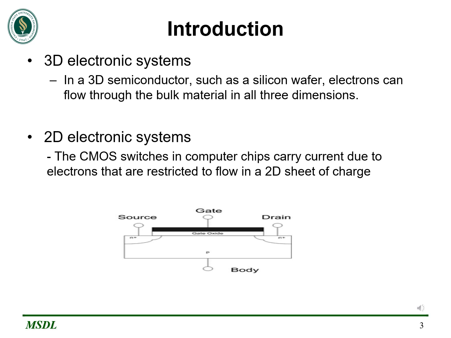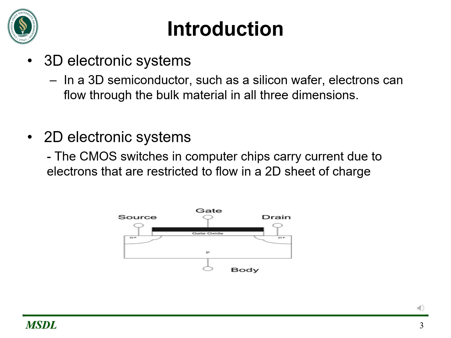We are already heavily dependent on 3D electronic systems. However, researchers have been exploring the possibilities of 2D electronic systems for their unique properties and improved performance. In a 3D semiconductor, such as a silicon wafer, electrons can flow through the bulk material in all three directions. In contrast, in 2D electronic systems, the current is confined to flow in a very thin 2D sheet, leading to improved performance. For instance, the CMOS switches in our computer chips carry current due to electrons that are restricted to flow in a 2D sheet of charge.